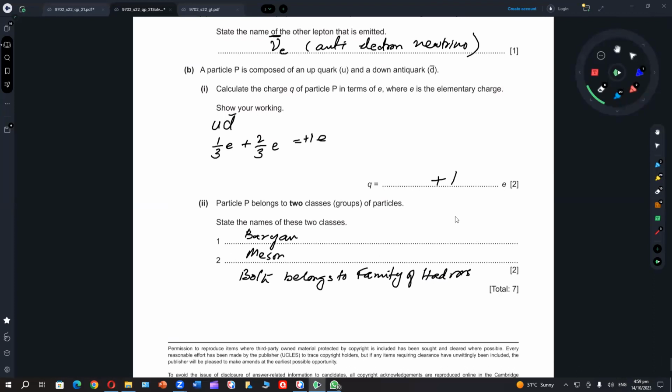How do we know it's baryon and meson? Because we remember the numbers, because we combine them, we are getting 1 E. And you know 1 E means proton. So it should be a baryon. The second is meson. Both are part of hadrons.